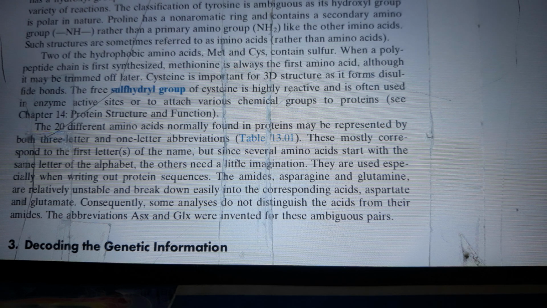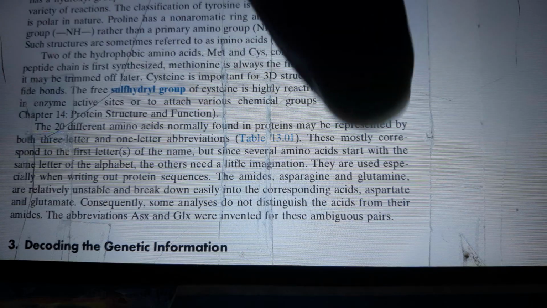Two of the hydrophobic amino acids, methionine and cysteine, contain sulfur. When a polypeptide chain is first synthesized, methionine is always the first amino acid, although it may be trimmed off later. Cysteine is important for 3D structure as it forms disulfide bonds. The free sulfhydryl group of cysteine is highly reactive and is often used in enzyme active sites or to attach various chemical groups to proteins, as seen in chapter 14, protein structure and function.